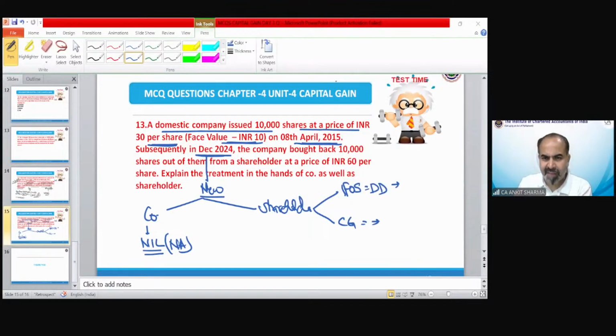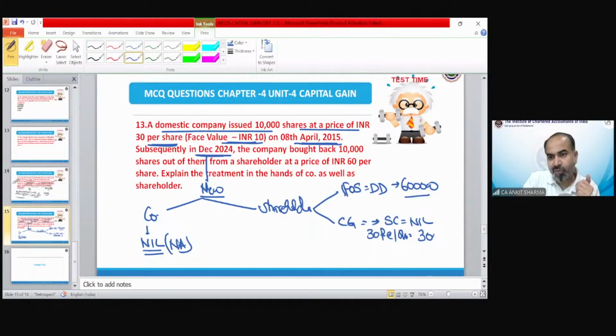Tax 75,000 income from other source. I am not asking for tax in this case. I am just asking about the income need to be treated. Ishan is saying correct. The income would be 6 lakh as the deemed dividend, and the capital gain sale consideration would be nil, and whatever he has paid, 30 rupees per share on the 10,000 shares, that would be his capital loss.